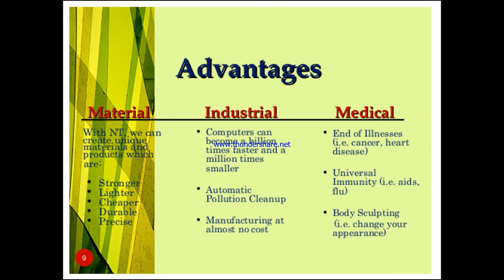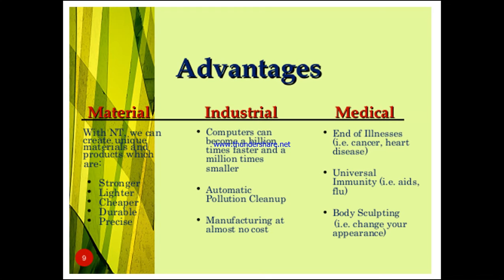Advantages: with respect to materials, using nanotubes and nanotechnology we can create unique materials that are stronger, lighter, cheaper, durable, and precise. For industry, computers can become 1 billion times faster and a million times smaller when we use nanotechnology. Automatic pollution cleanup, manufacturing at almost no cost.